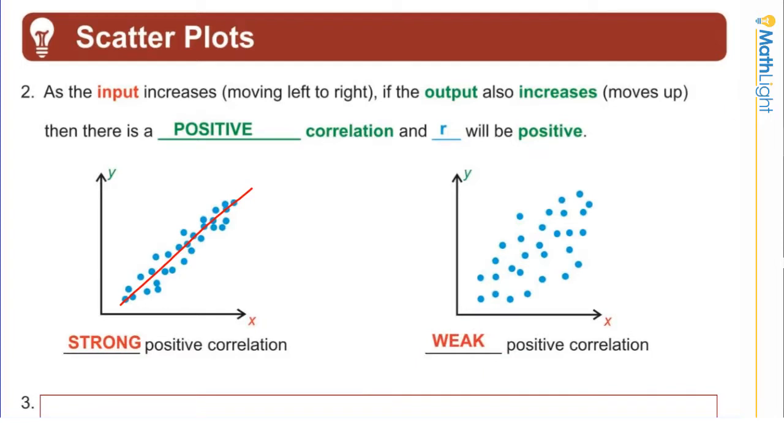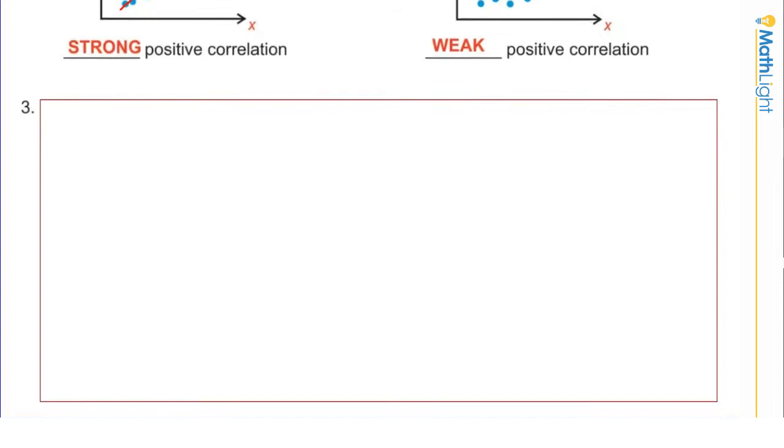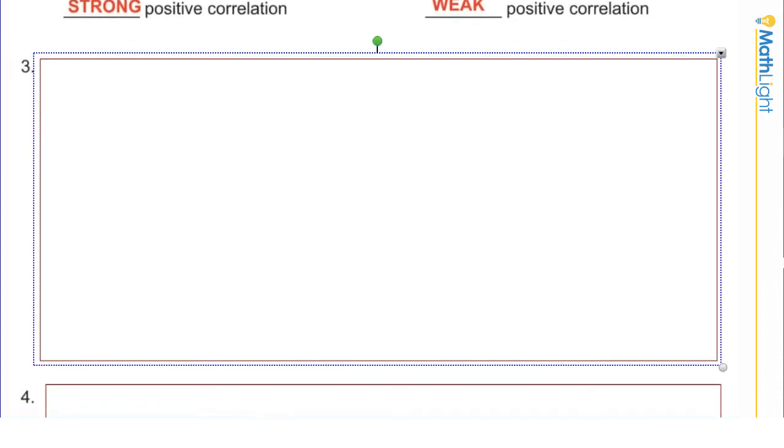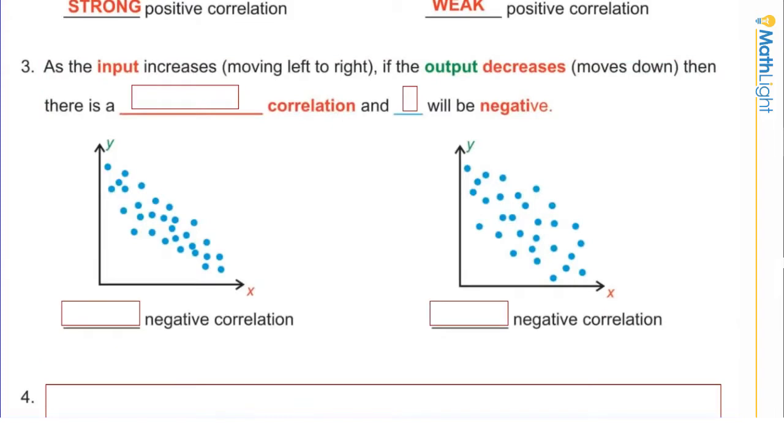Hopefully that makes sense. Well, you can have more than a strong positive correlation, you can also have a negative correlation. So again, in this one, moving left to right, if the output decreases, then it's going to be a negative correlation. And of course, R will be negative. The correlation coefficient will be negative.